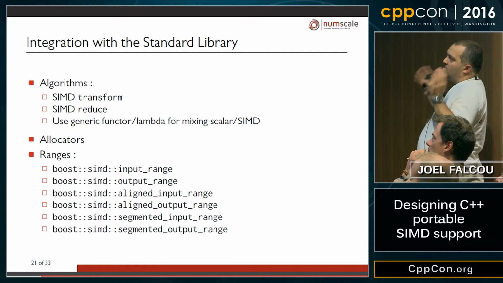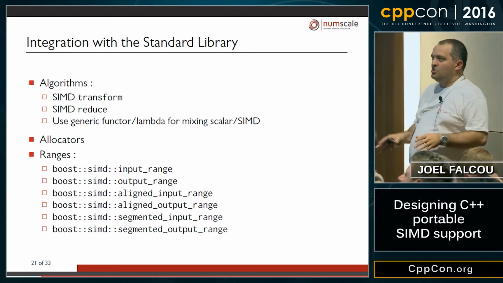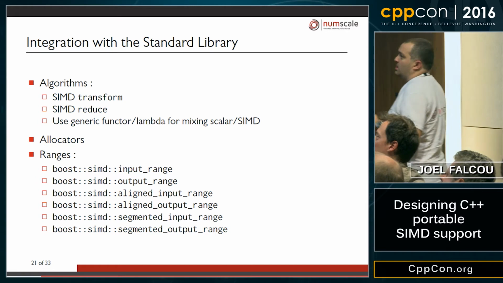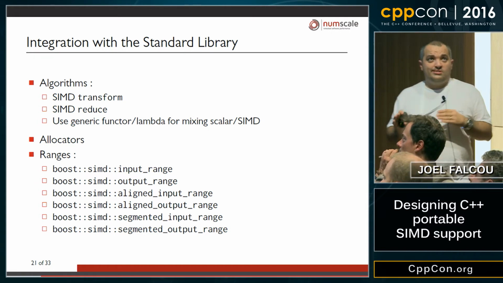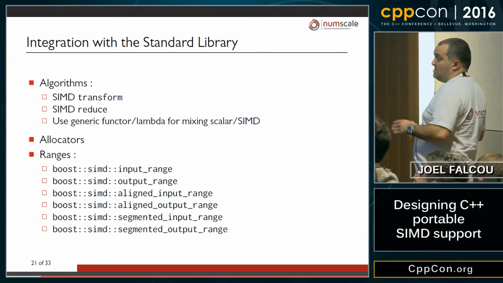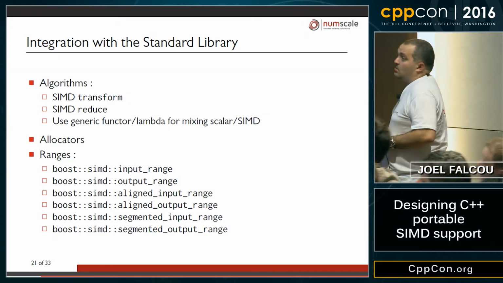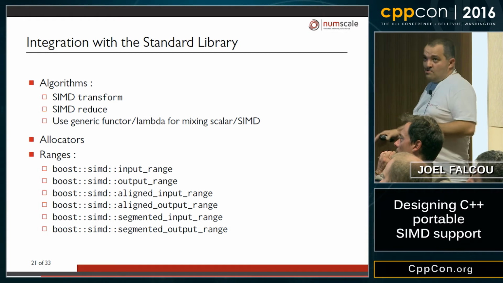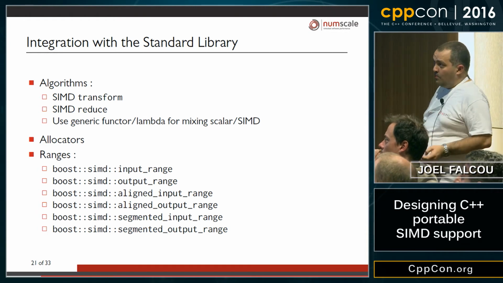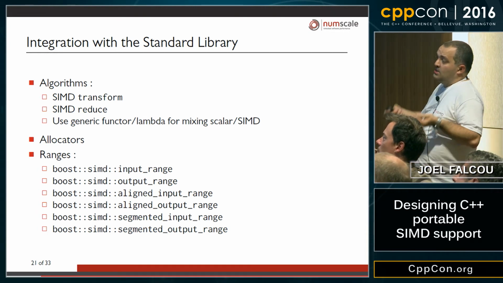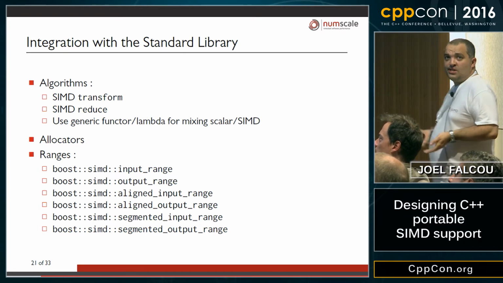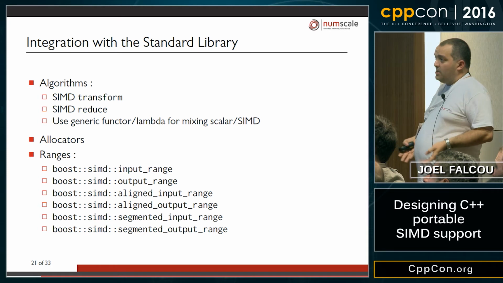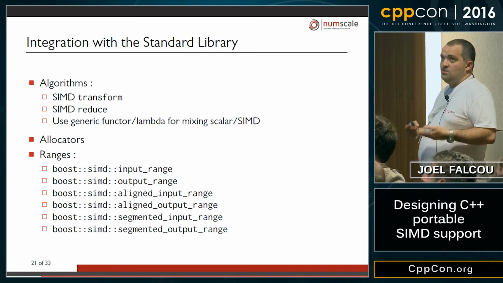Okay, so we also have this standard library integration. We have a bunch of algorithms, transform, reduce, that use a generic functor or lambda to process both the scalar and SIMD slice of the data. We have allocators, so you can allocate memory with a proper alignment constraint and so on. And we have a bunch of ranges that take a range of contiguous memory and turn it into something that can be used directly to get access to the data in a SIMD way.